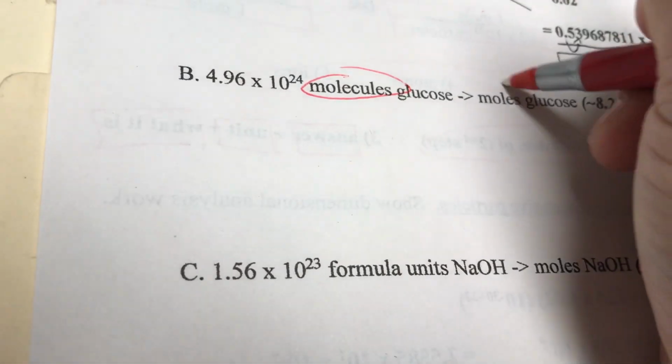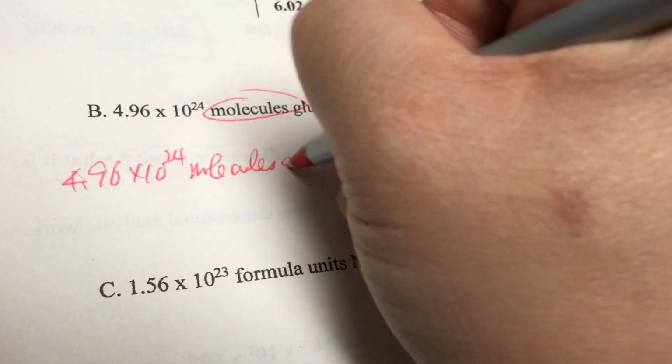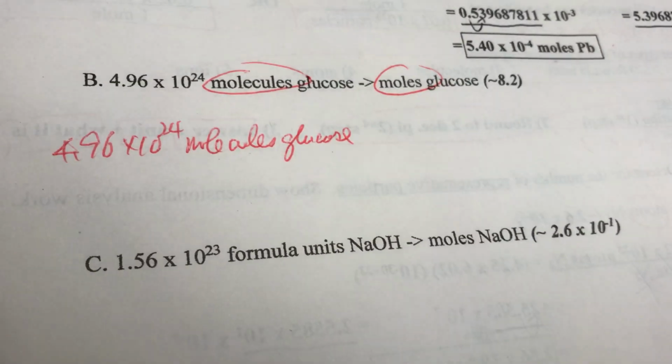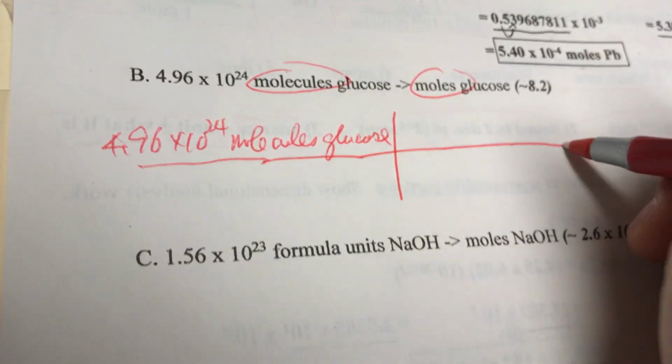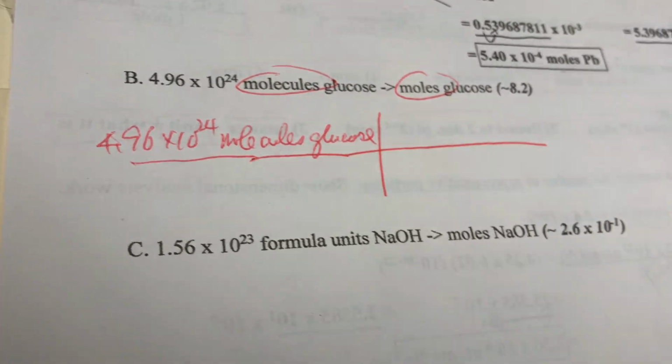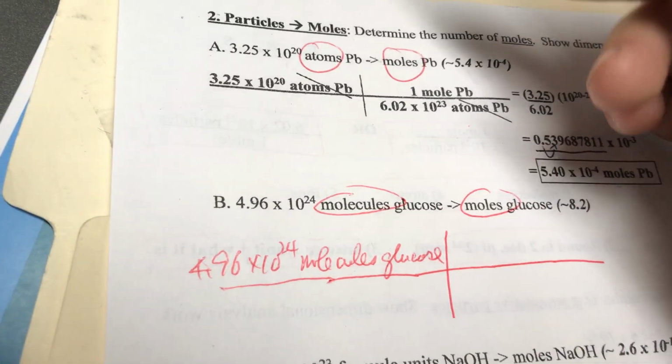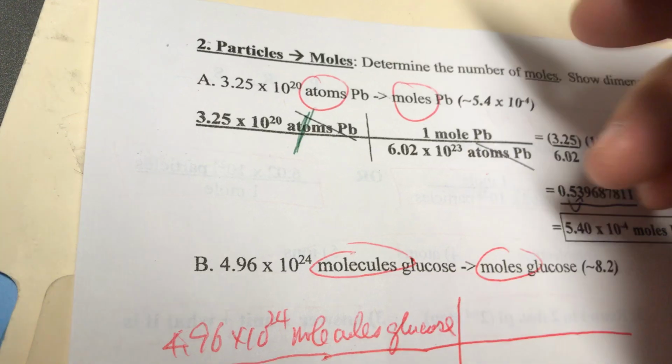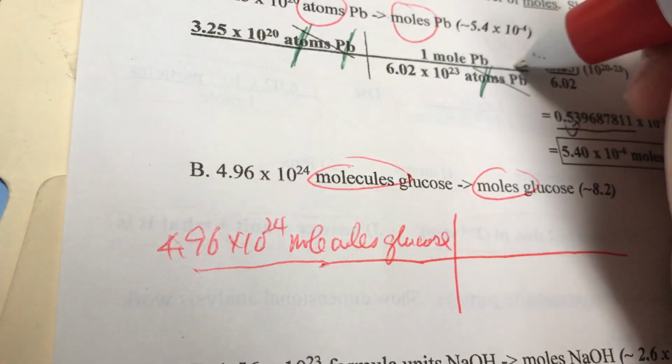Molecules glucose to moles glucose. So I set up the Superman, 4.96 times 10 to the power 24 molecules glucose. Right? So this time, Avogadro's number will be on the bottom because I want to cancel the molecules. So here I forgot to cancel. I'm going to show you on the top. Molecules cancel, glucose cancels, and I got moles left over, which is my answer.